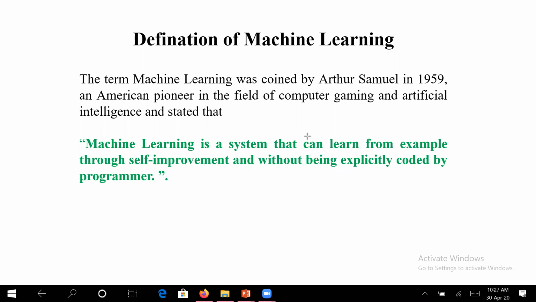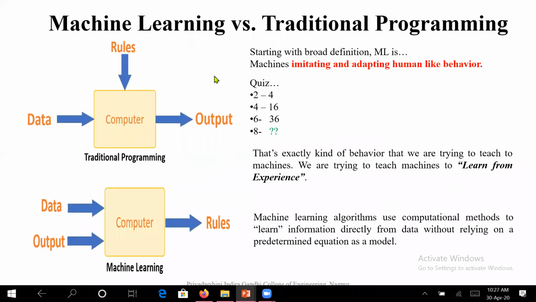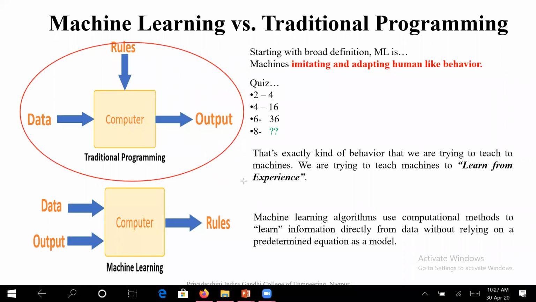One thing to remember here is that it is not the case that we do not need to write a program. We definitely write code, but let us understand why it says without being explicitly coded. Let us take an example. Let us think about traditional programming. In traditional programming, we feed the data to the computer, and we write some hard-coded rules for the algorithm. An algorithm means a bunch of rules.